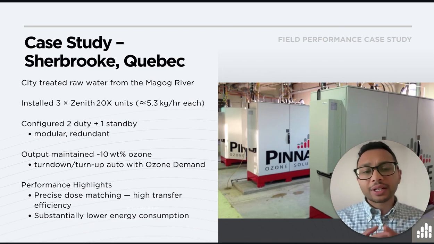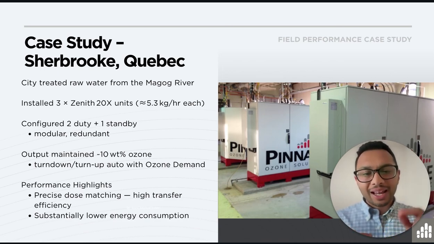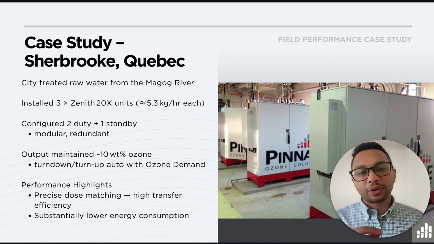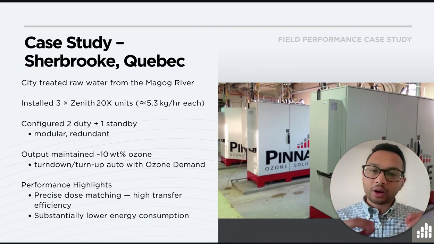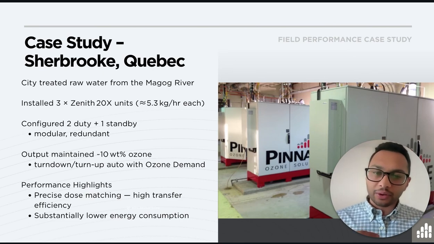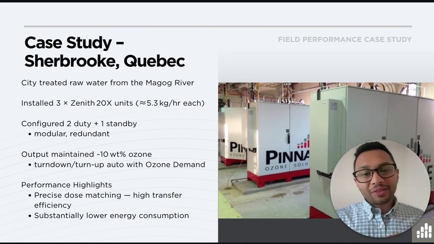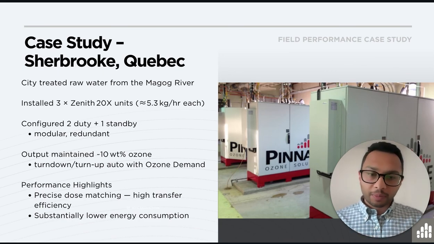It controls and adjusts the ozone output in real time to match the water quality and the flow. That means the ozone generators are always producing 10% ozone by weight, even as conditions change.